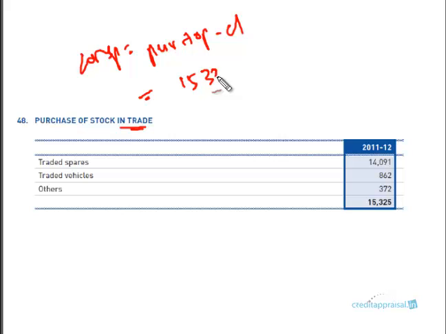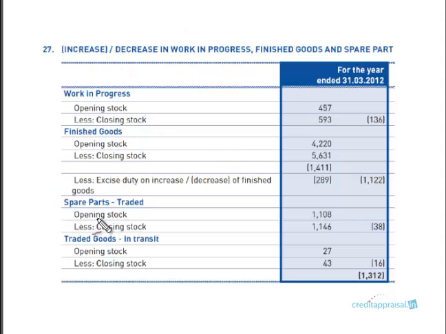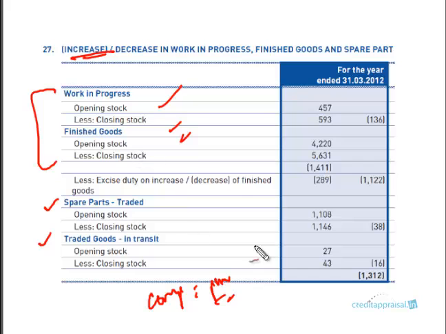15325. So now we need to know the opening and closing stock of these traded goods, which you can find under schedule 27, where we had the opening and closing work in progress and finished goods, which we already entered. We also have spare parts and traded goods opening and closing stock. So consumption is equal to purchases, which we had in the previous slide, plus opening minus closing. Opening is the opening of spare parts and traded goods, so 1108 plus 27. Closing is 1146 plus 43, right?